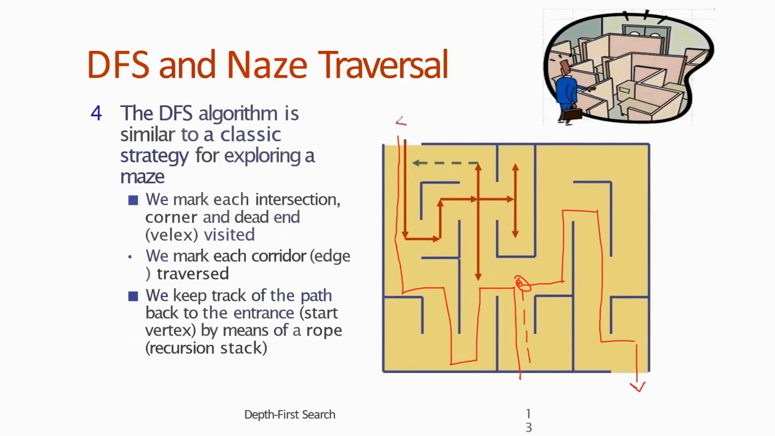I start from here, enter from here, right? And I come out from here. So like this, we use the path directions. So in this series, we use the path to find the way out like this.